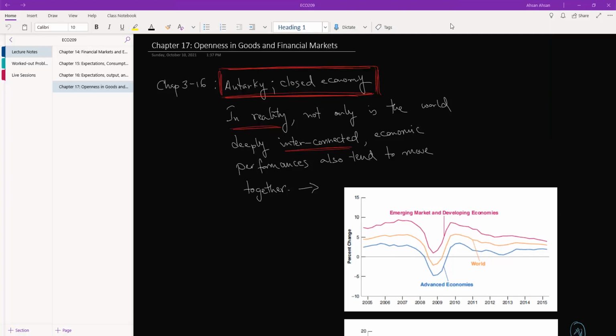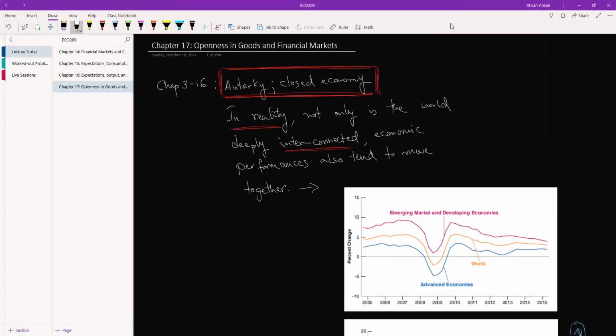So with that behind us, we are going to start the openness chapters from today. For the next 4 weeks, we are going to be focused on openness. Let's first talk about the idea of openness, and exactly what that means.